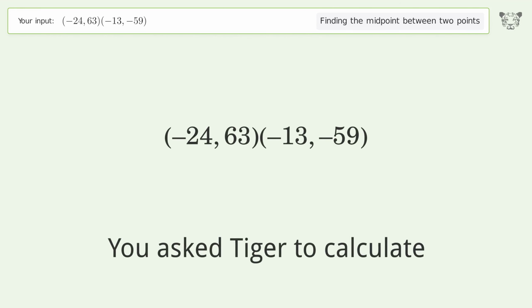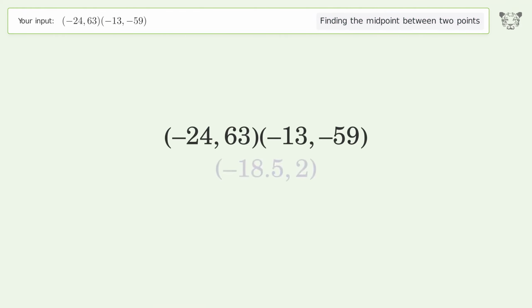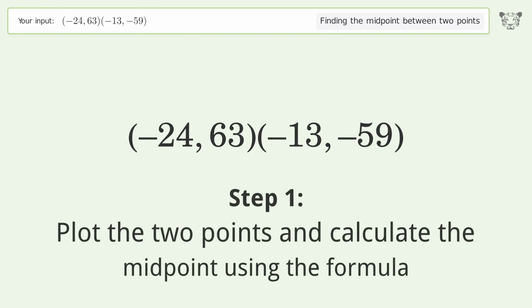You ask Tiger to calculate. This deals with finding the midpoint between 2 points. The midpoint between the 2 points is negative 18.5, 2. Let's solve it step by step. Plot the 2 points and calculate the midpoint using the formula.